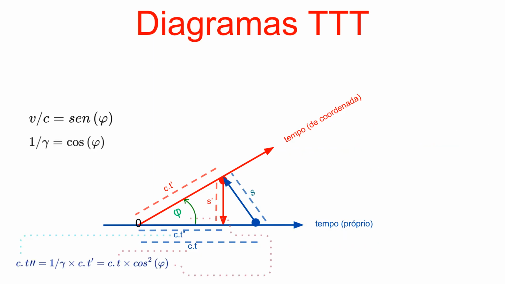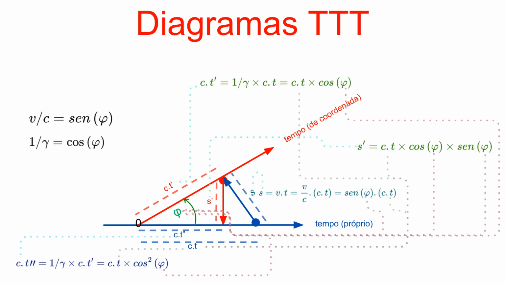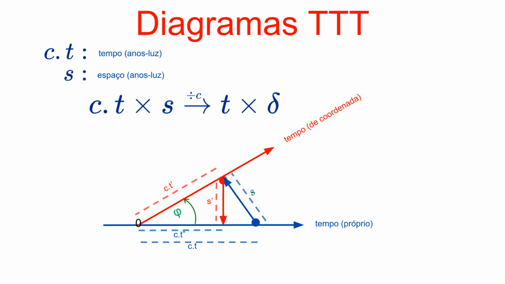speed. The formula s equals v times t is derived here as the product of the velocity ratio and coordinate time. The transformation for proper time, t prime, is explicitly shown as the product of the Lorentz factor and coordinate time. This slide breaks down the specific definitions for time in years and space in light years within our system.